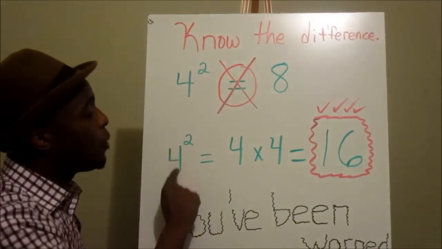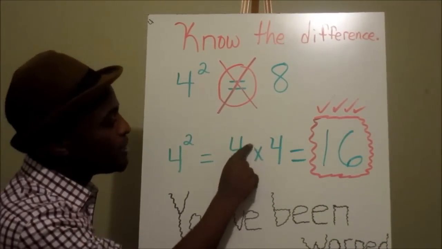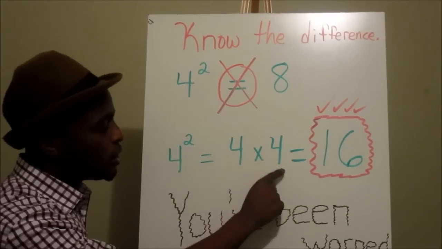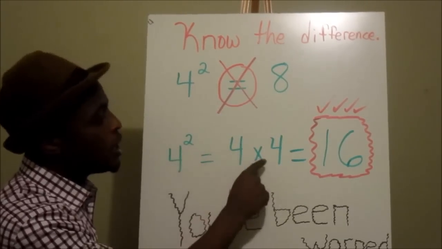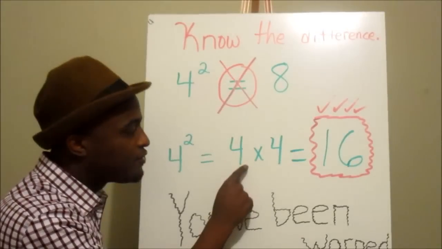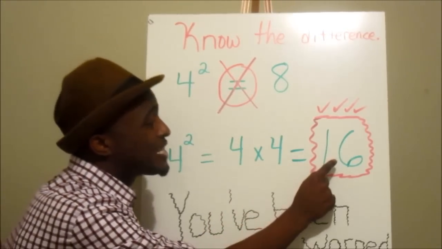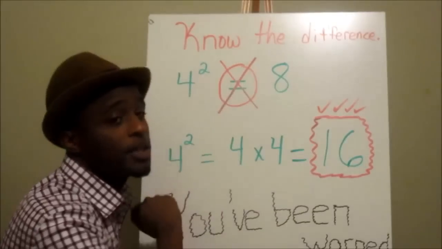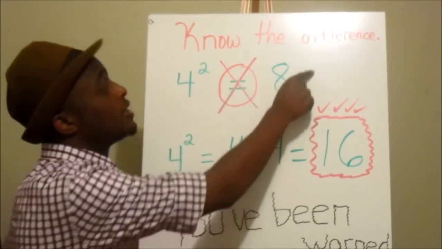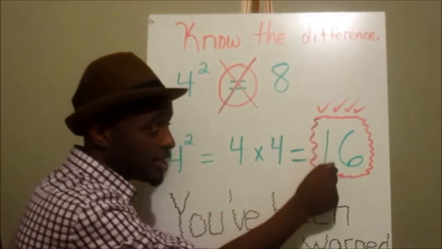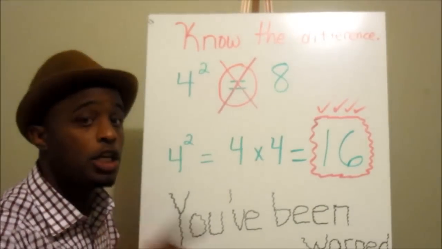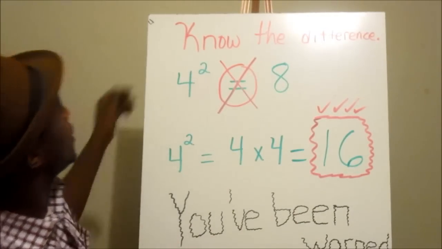4 to the 2nd power is repeated multiplication. So 4 to the 2nd power means 4 2 times with multiplication, all right? 4 times 4, which is 16, all right? Notice if you do it incorrectly, you will get the wrong answer, all right? This is the wrong answer. This is the right answer. Do not make that mistake. You have been warned.